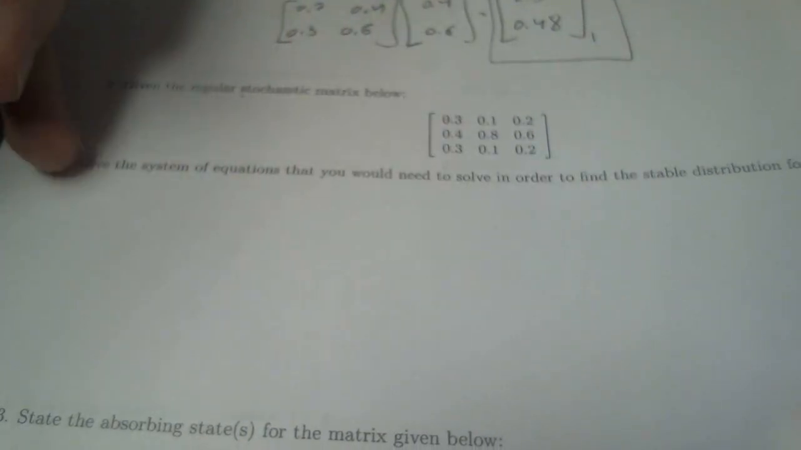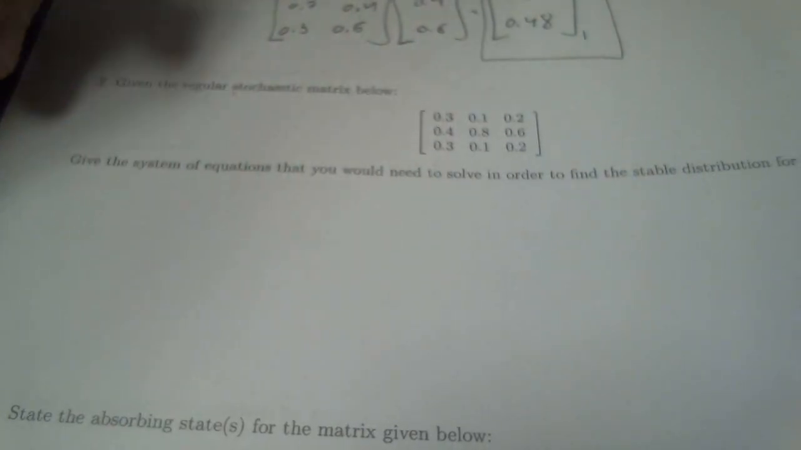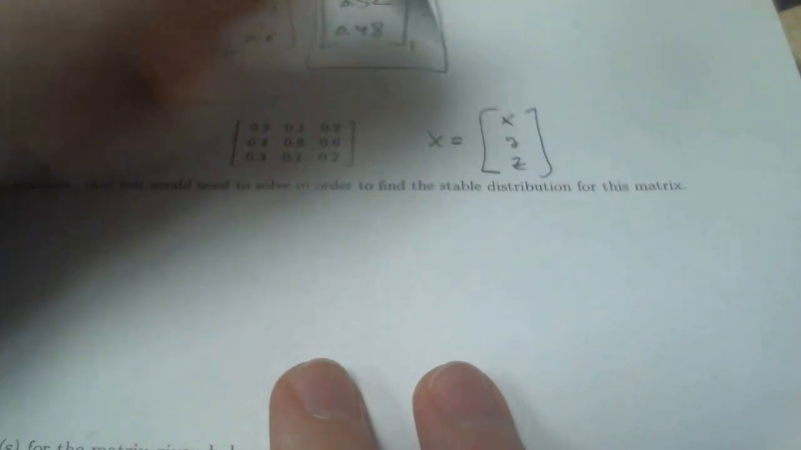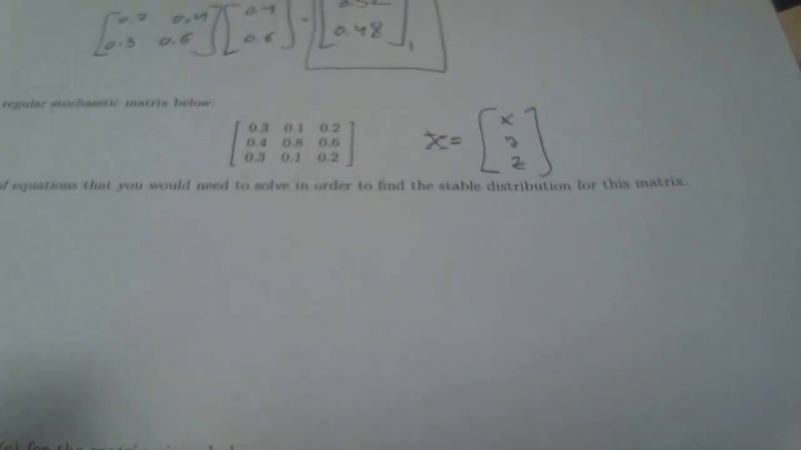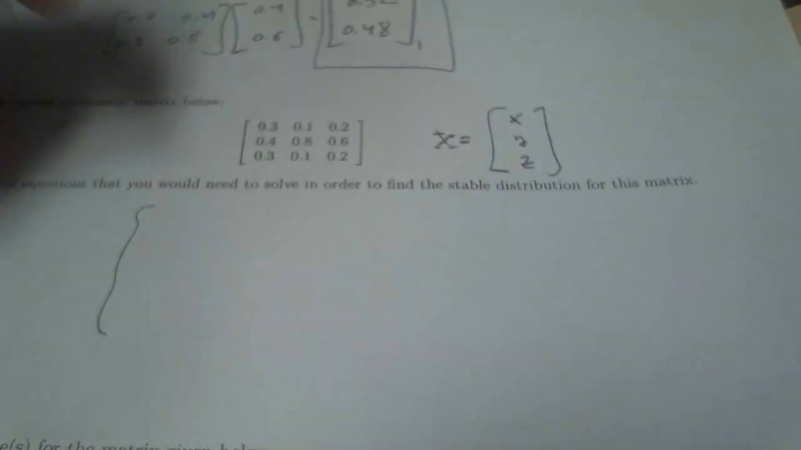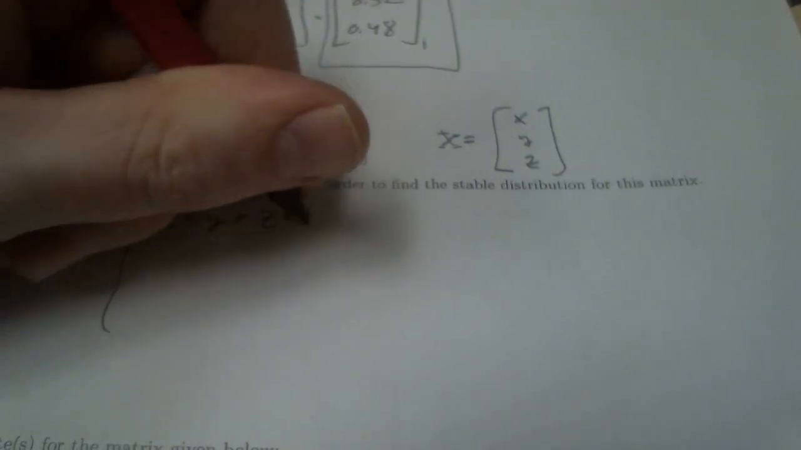All right. So then to find my stable distribution, if you have a regular stochastic matrix, those have a stable distribution. So my distribution is going to look something like X, Y, and Z here, and you represent this by a big letter X. All right. So to find my stable distribution, I would solve the following system of equations. So first of all, the sum of the entries in X has to equal 1. So you have X plus Y plus Z has to equal 1.